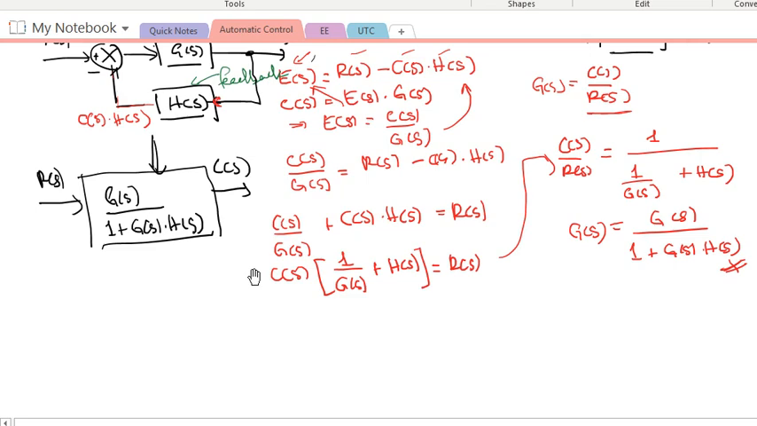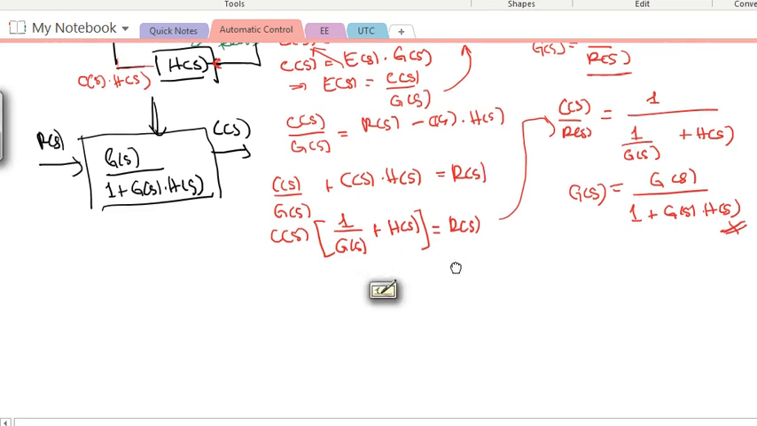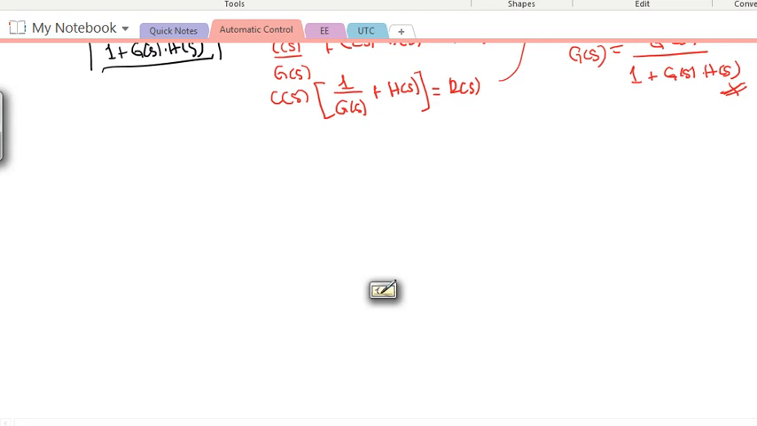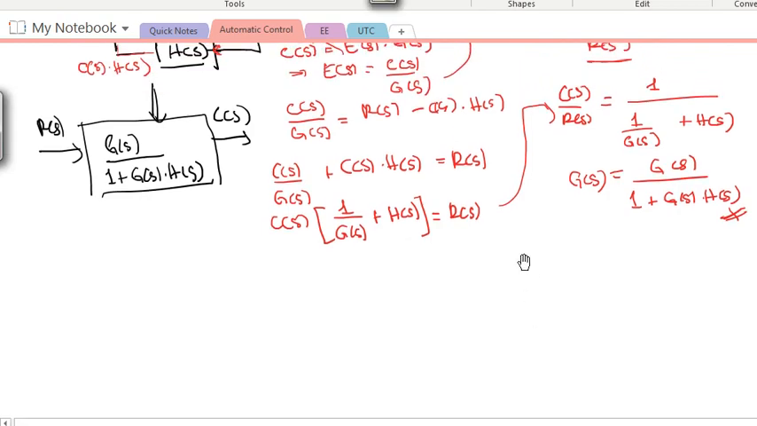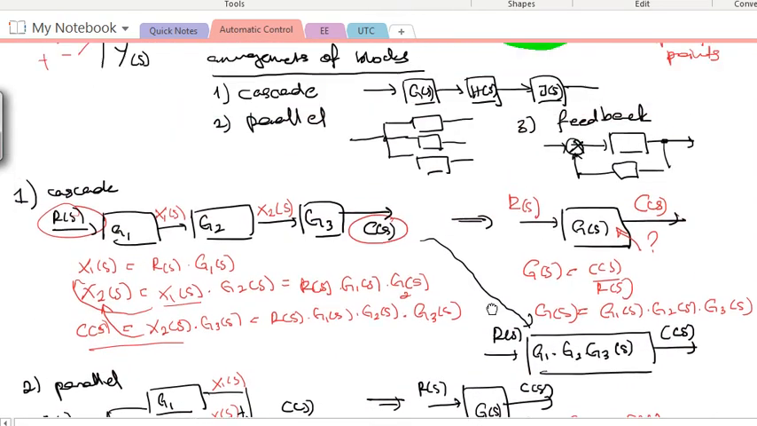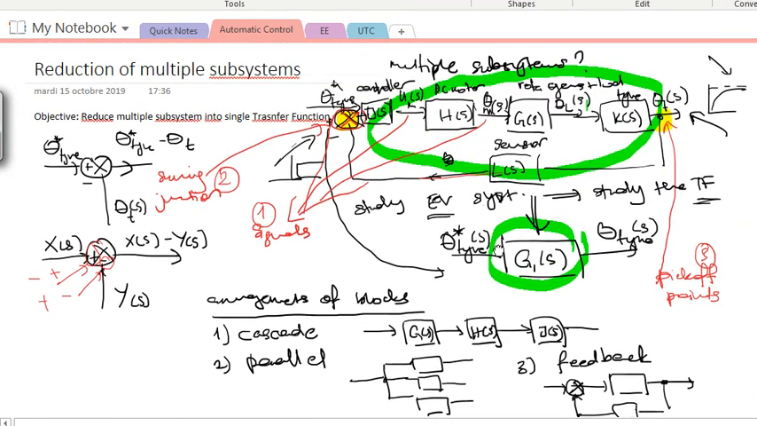The next thing we can do is what we call a block rearrangement. It is sometimes necessary to change the position of a certain block to make it easier to simplify the system. All right. We will have a look at it in a second video, because now the video has gone to the half an hour range, so I don't want to make it longer. We'll do a second video in relation to multiple subsystems.